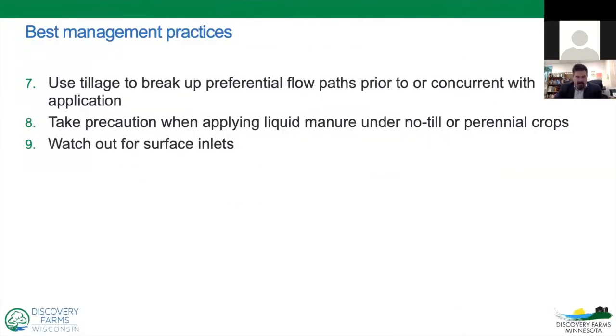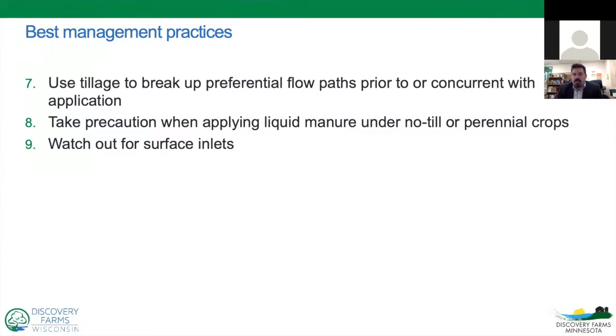So then next, what else can we do? We can use tillage to break up preferential flow paths prior to or concurrent with application. We want to take precaution when applying liquid manure under no-till or perennial crops. And then we want to watch out for surface inlets, so anything that is a direct pathway, which obviously the surface inlet is, but also what we're going to call preferential flow paths, or big cracks in the soil, natural cracks in the soil, or root channels, right?